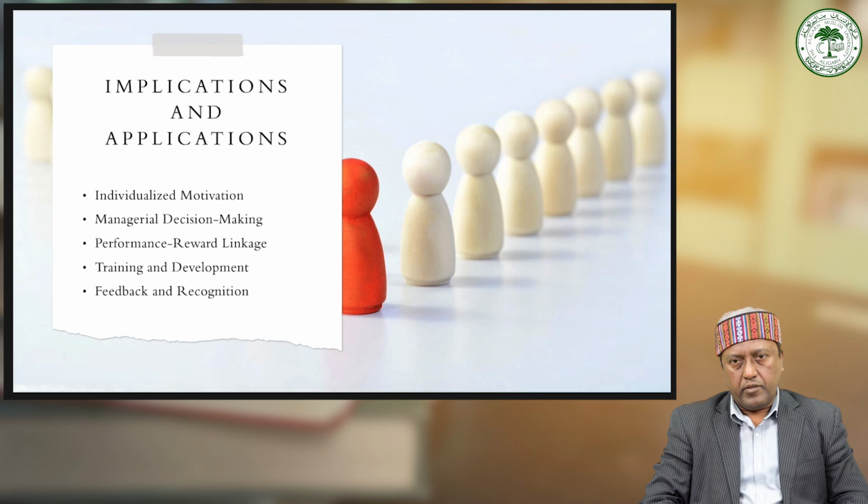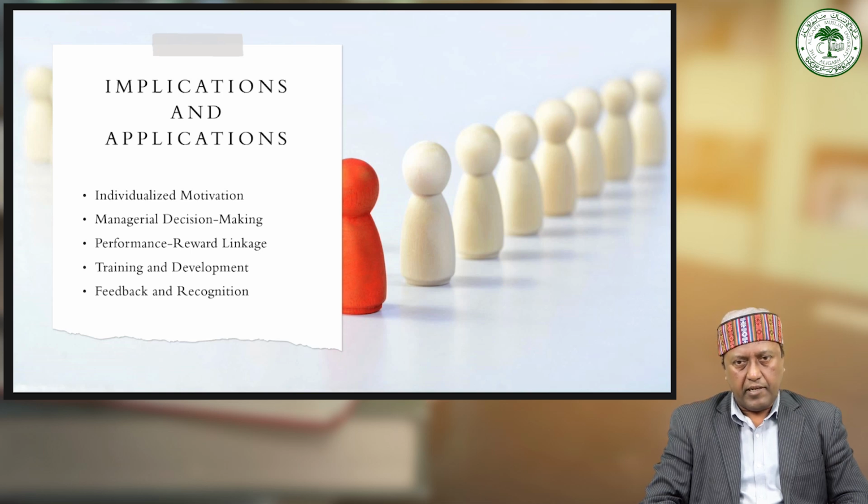So, the individualized motivation: Vroom's theory basically highlights the individual nature of motivation. Different individuals may have different expectations and values, and managers need to understand and cater to these individual differences. Managerial decision making: managers can use the expectancy theory to understand how employees make their decisions related to their work. By identifying and enhancing expectancy, instrumentality, and valence, managers can create a more motivating work environment. Then, performance reward linkage. The theory underscores the importance of establishing a clear connection between performance and rewards. If the employees perceive a strong link between their efforts and desired outcomes, they are more likely to be motivated.